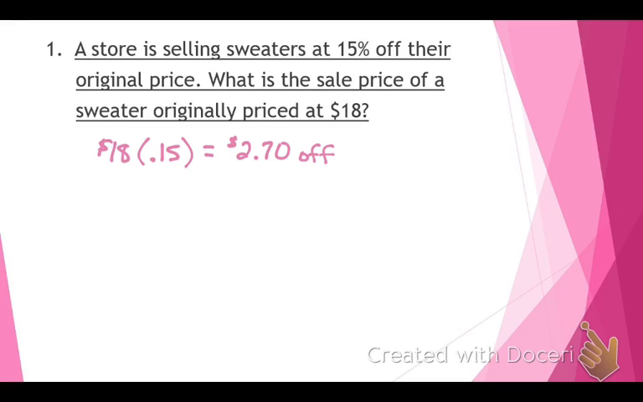All right, who went a step further and thinks they might know how to do the rest? Alex. You have to put the original price of $18. Okay, take the original price, 18.00, minus $2.70. And when you do that, what is the sale price? That is correct. $15.30 is now the sale price of that sweater.